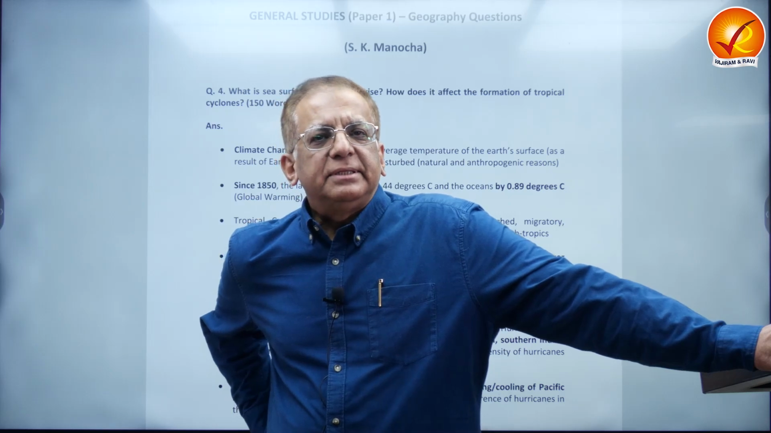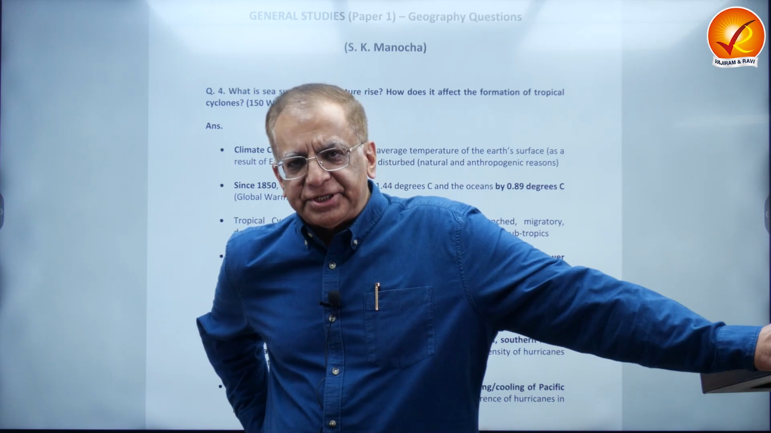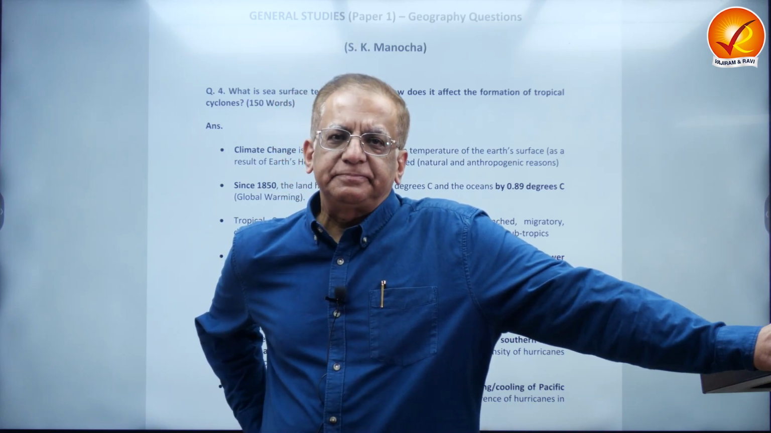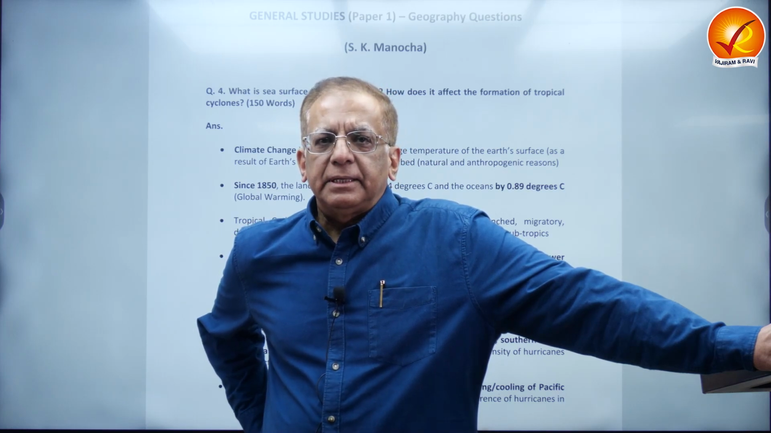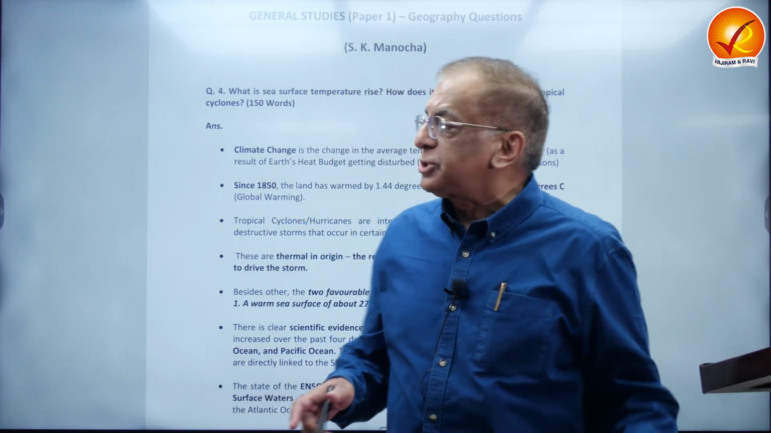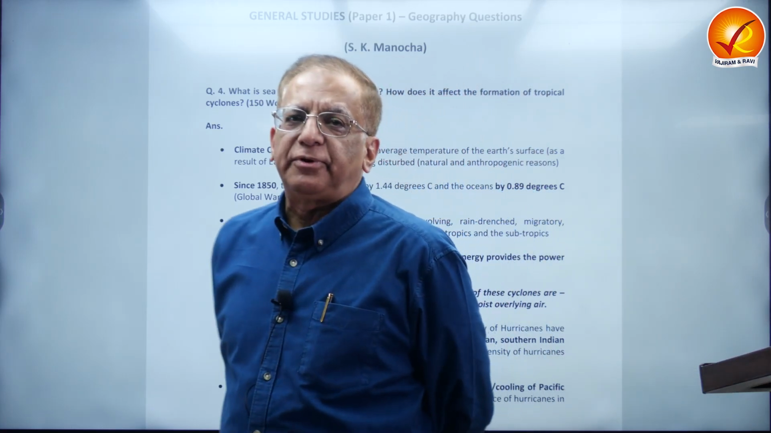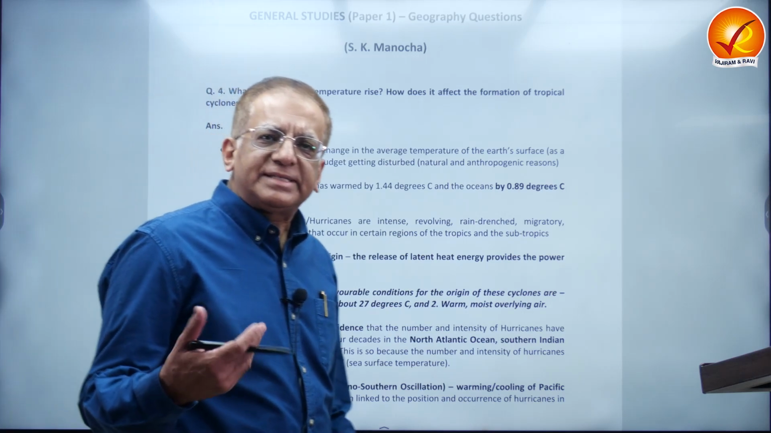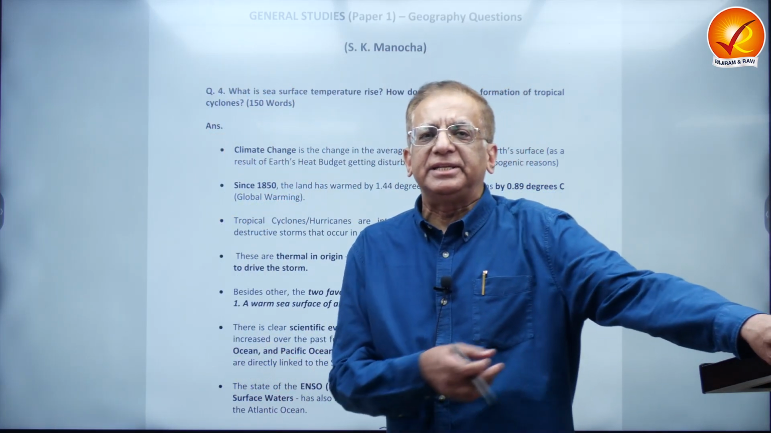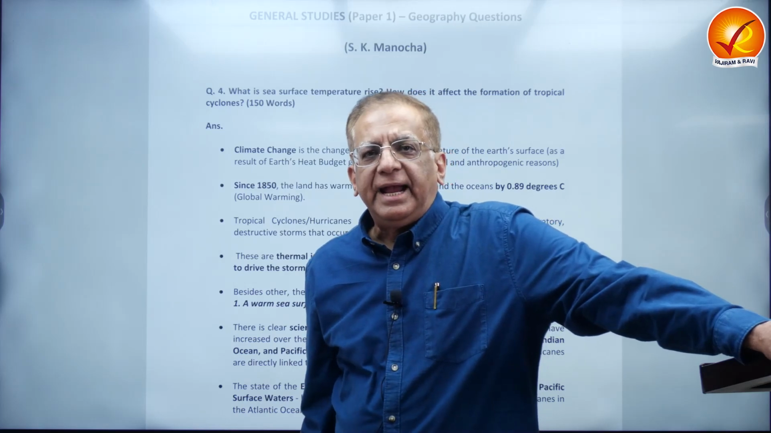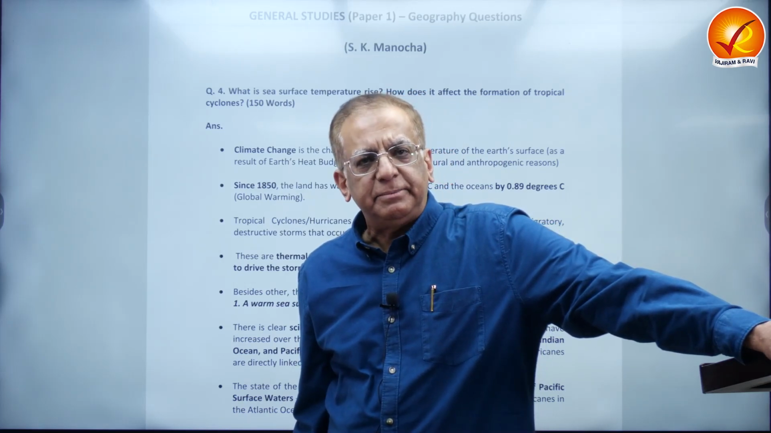And then you can relate it to the kind of complex phenomena we have heard of through the newspaper: El Nino, La Nina, the Indian Ocean dipole, Madden-Julian oscillations, and a few other such oscillations in other parts of the world. So primarily we give importance to climate change first for the sea surface temperature. So give a sentence definition of climate change, that it is a change in the average temperature of the earth's surface. And this is all because of the heat budget getting disturbed.